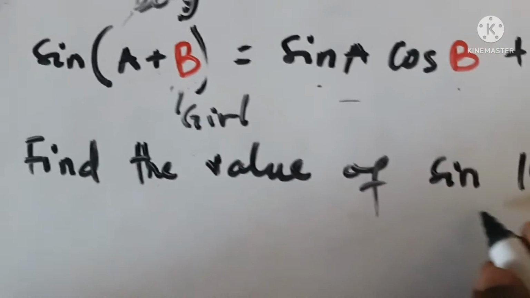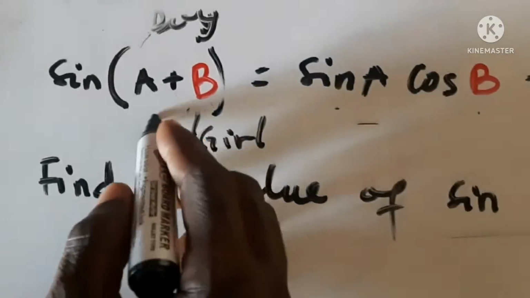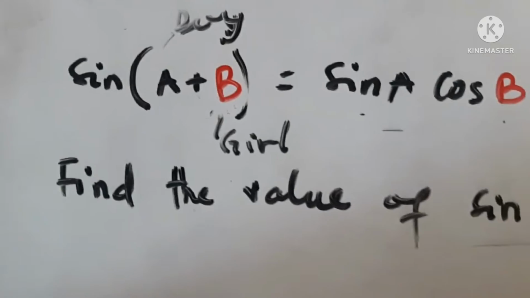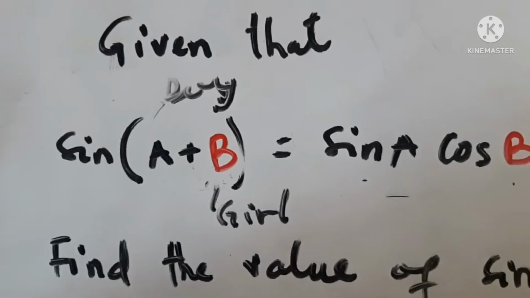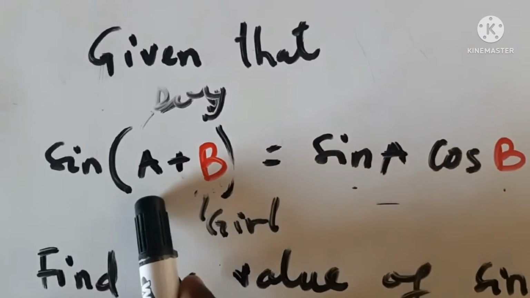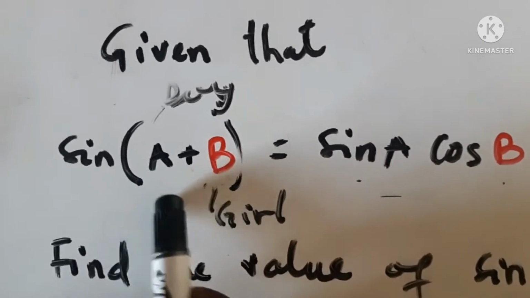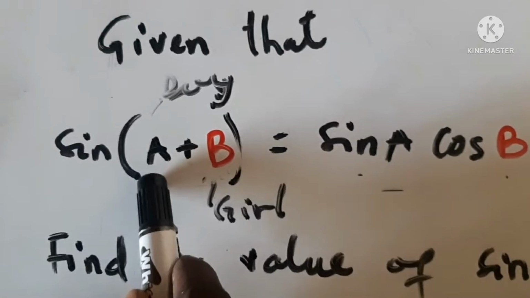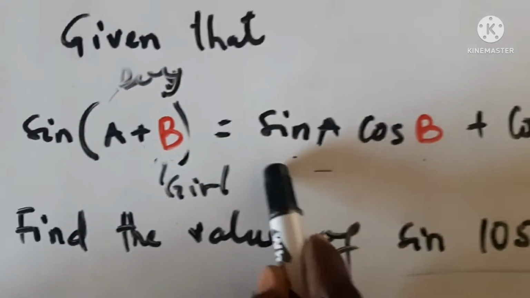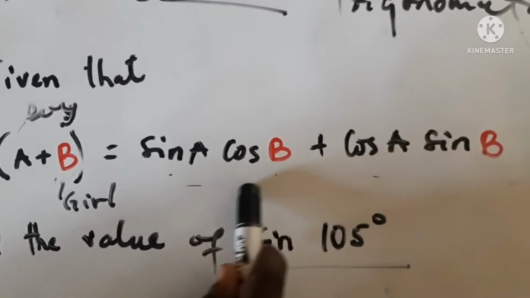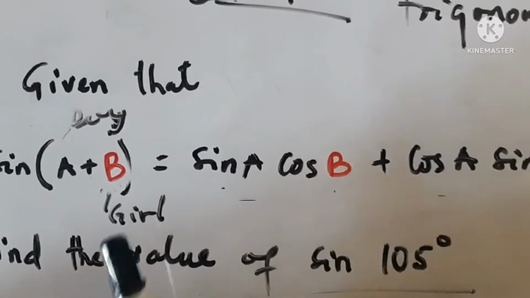The trick here is that you should split this angle into two, because this is what we are given. We don't know anything aside from this. In some cases it will not be given, but here you are given it. The sine of a plus b means the sine of the first person plus the second person is equal to everything here. If you don't know this, you can never solve this problem.